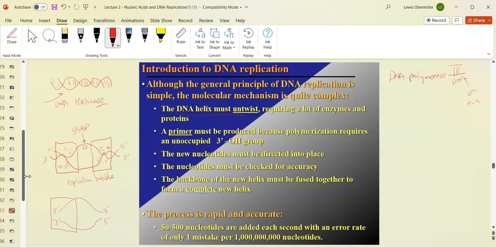Generally, when we're in a lab and we're trying to copy DNA, we use DNA polymerase 1, but we want to use a thermostable one because we're going to heat up the strands to break them apart.